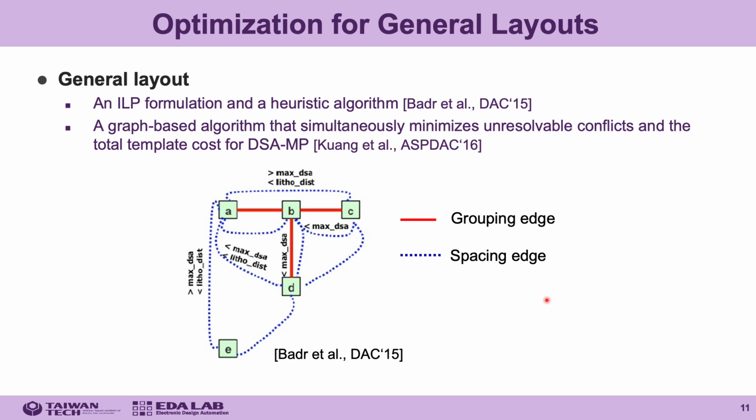Basically, these works usually rely on this kind of via conflict graph, where a spacing edge exists when the distance between 2 contacts is less than the minimum spacing rule on the same mask. And the grouping edge exists when 2 neighboring contacts can be grouped. One of the 2 existing research works listed here proposes an LP formulation and a heuristic algorithm, and the other one proposed a graph-based algorithm that can simultaneously minimize the number of conflicts and the total template cost.